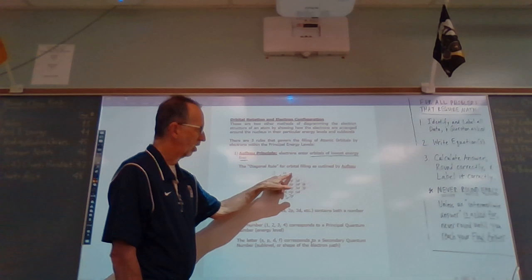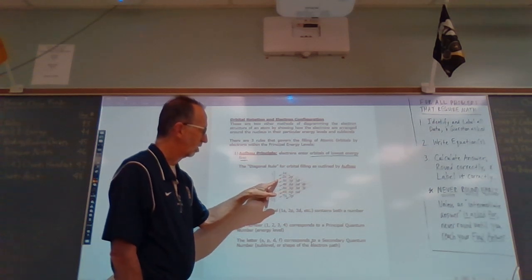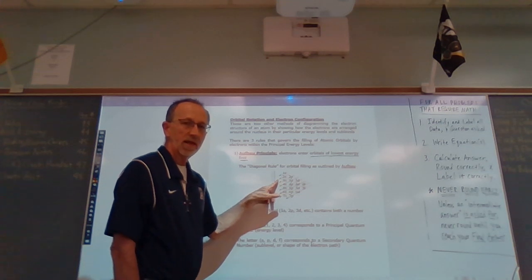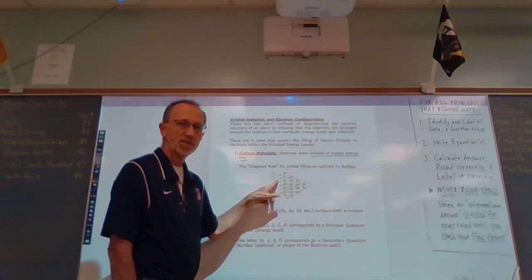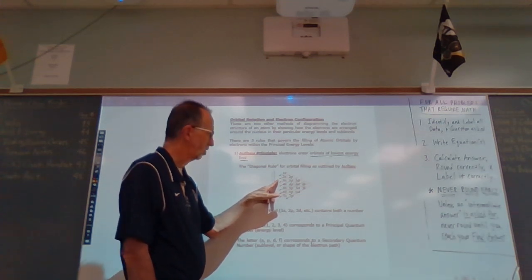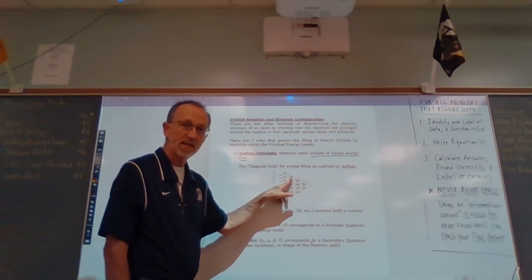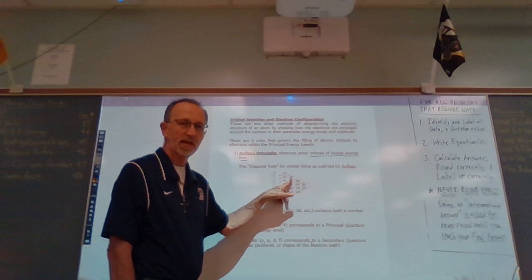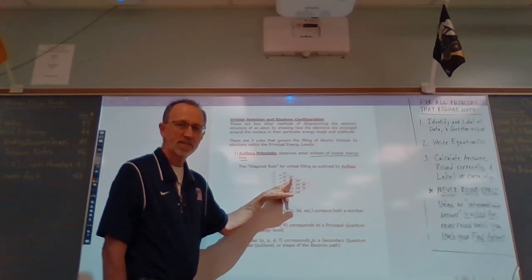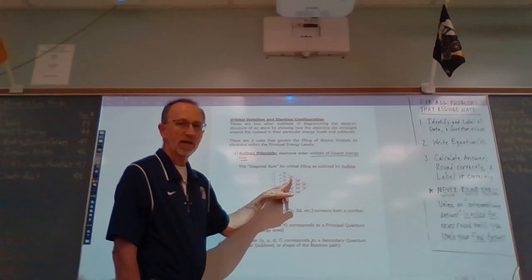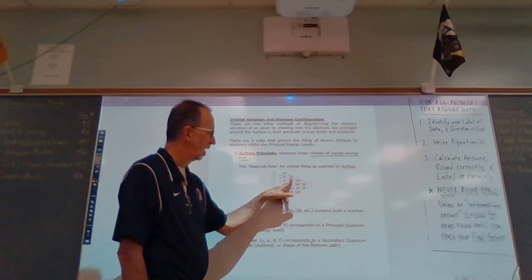When you get done with one arrow, you go to the next one. So the next arrow says we fill the 2s orbital, which makes sense. That's the first and lowest energy sublevel in energy level 2. Once we get to that, we get to the 2p, which is the second sublevel, the higher energy sublevel of energy level 2. So far we're right with the Bohr model. Energy level 1 first, then 2 next.